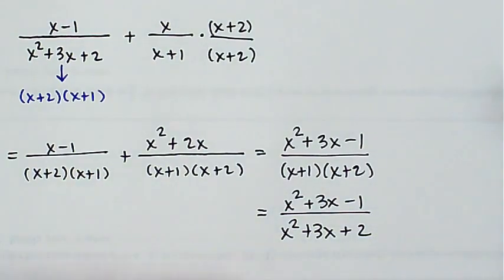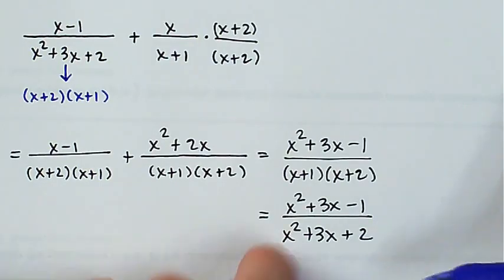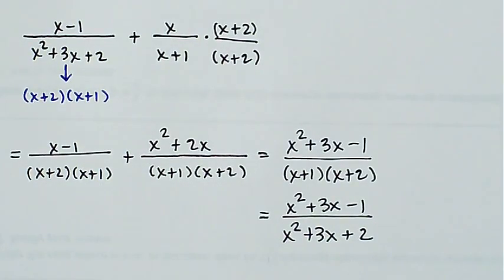There's nothing else we can do here unless we are able to factor the top and bottom and have an identical factor. We can only cancel identical factors. So that's all I got to tell you in this video.